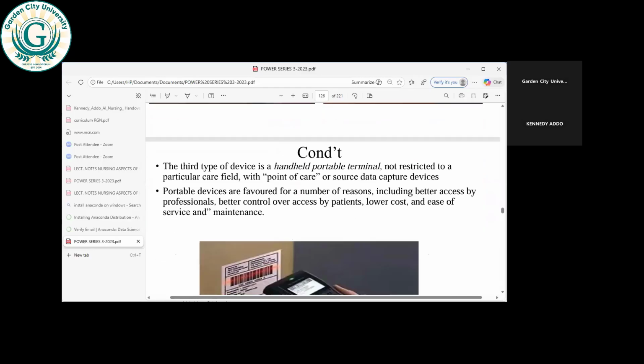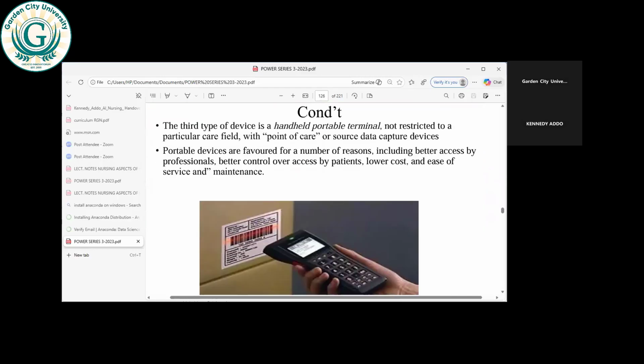Now the third one is handheld portable terminal. This one is at least highly favored by quite a number of practitioners because of better access by professionals, better control over access by patient, lower cost, and ease of service and maintenance. So there is also one that is commonly used in our settings here. I've seen one of these things, and some of you can also attest to this one.